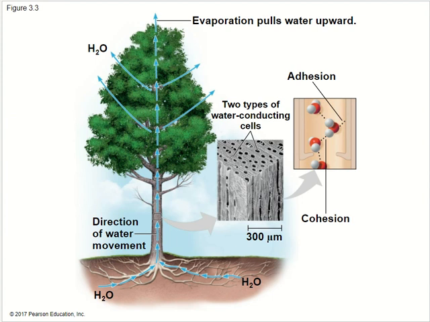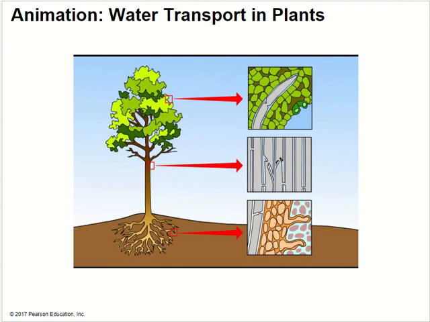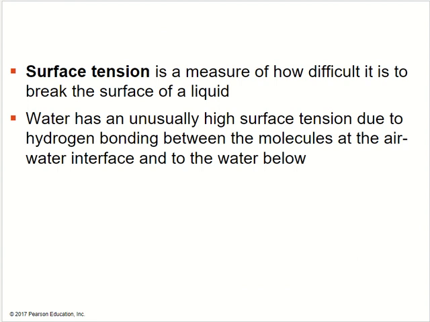This happens in the phloem of plants. Phloem and xylem are both parts of plants. Two types of water-conducting cells in plants. That's interesting. Water transport in plants. All right. Surface tension. Surface tension is a measure of how difficult it is to break the surface of a liquid.